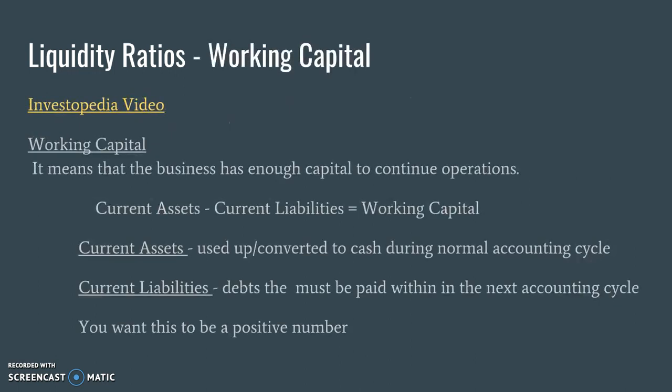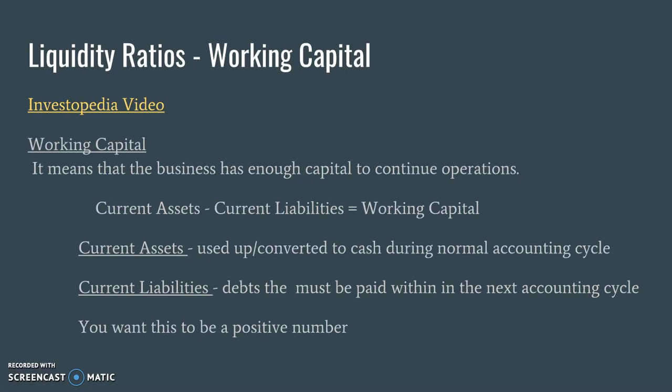So when it comes to liquidity ratios, again, the Investopedia video is going to be one that we are going to be watching in class next time we meet. Working capital is going to be one of the numbers that is going to help contribute to this particular ratio. That is what we are calculating. This means that the business has enough capital to continue operations. How do we determine our working capital? We take current assets and subtract from it our current liabilities. Now, current assets, these are used up or converted to cash during the normal accounting cycle. Assets, remember, all of our accounts in the 100 numbers.